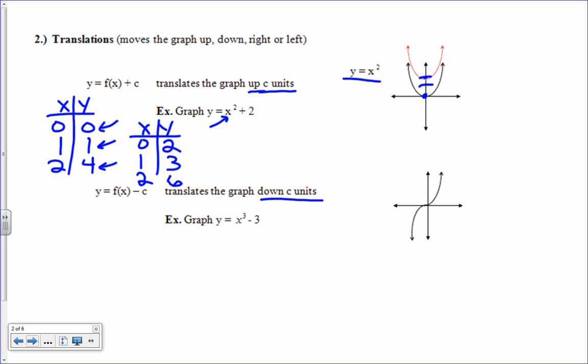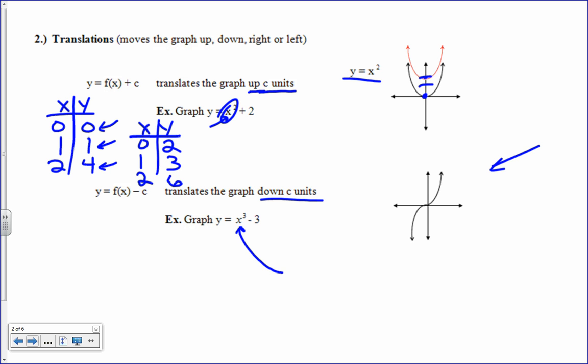Okay. So how did I know that that was the parent graph? Well, here's your x squared sitting right there. So how did I know? Well, what's this parent graph then over here on this one? It's x to the third. Is that what x to the third looks like on your parent graph sheet? Yeah. So now what am I going to do?